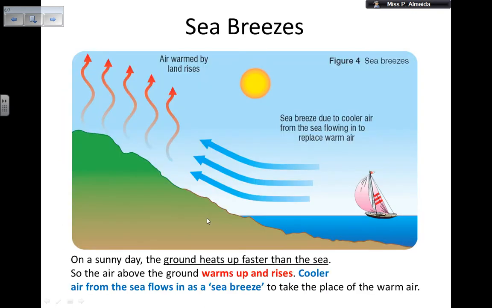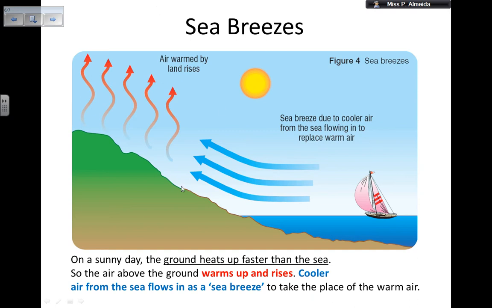Now, convection currents actually are the reason why you feel a sea breeze. Once I tell you about specific heat capacity, I can go ahead and explain this in a little bit more detail. But what happens is, it's a sunny day, right? And the sun is hitting both the ground, the land, and the sea. However, the ground heats up faster than the sea. So the air above the ground warms up and therefore rises because the air above the ground loses density, okay? So it warms up and rises.